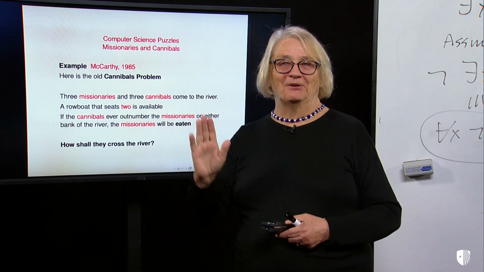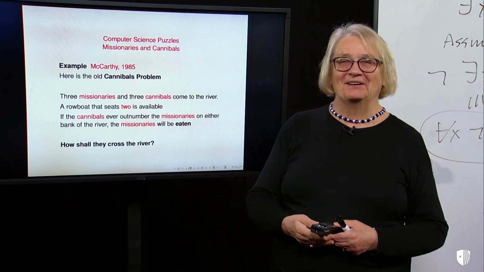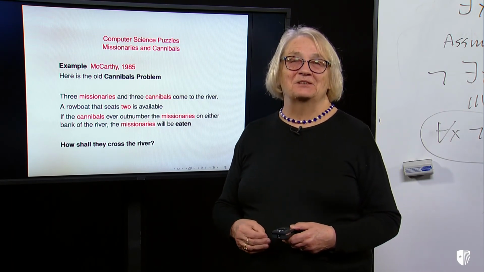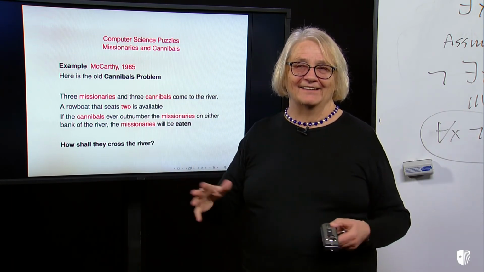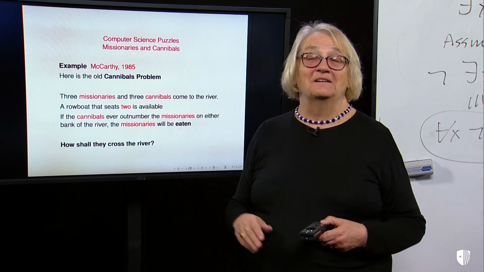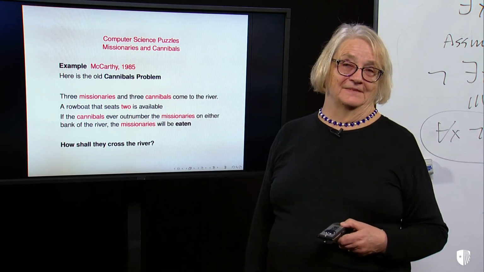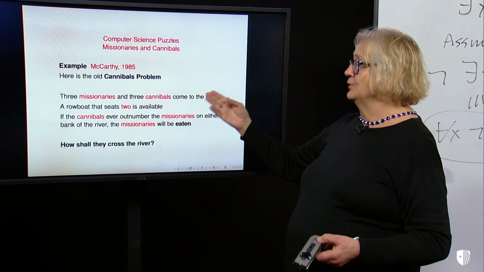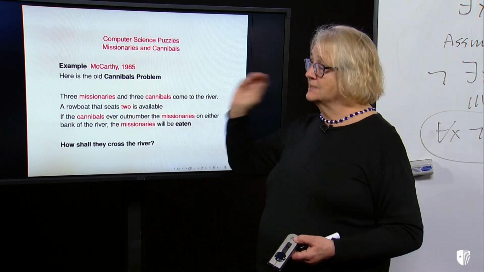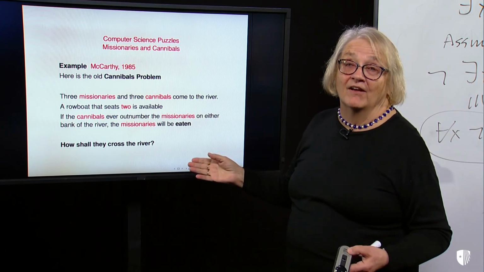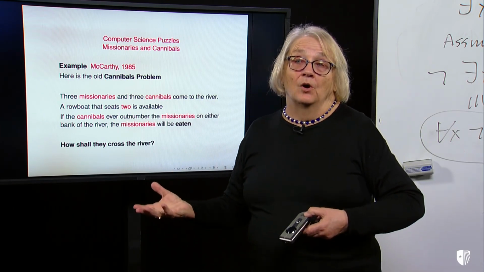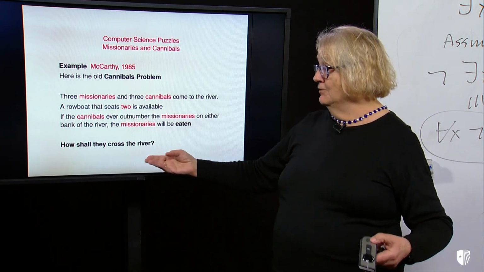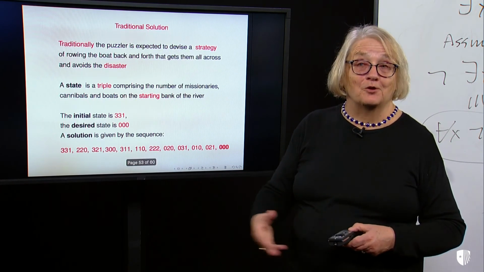We have one more, which really moved a lot. McCarthy, who is like the father of AI, took the cannibal problem. The cannibal problem, everybody knows. Three missionaries and three cannibals come to the river. A boat that seats two is available. If the cannibals ever outnumber the missionaries on either bank of the river, the missionaries would be eaten. How shall they cross the river? And of course, you know the solution.